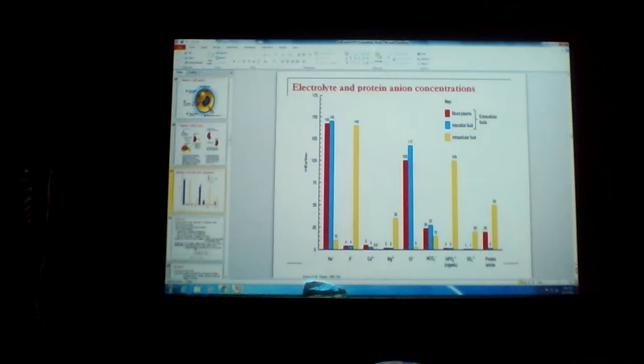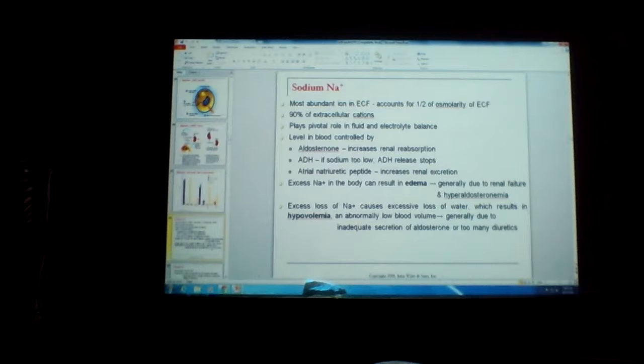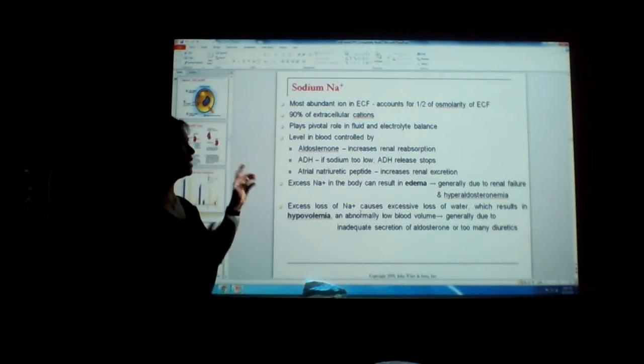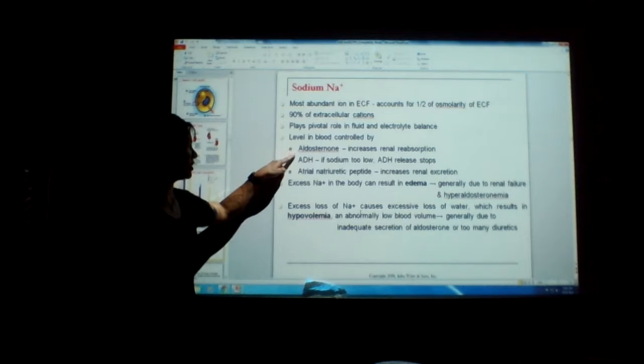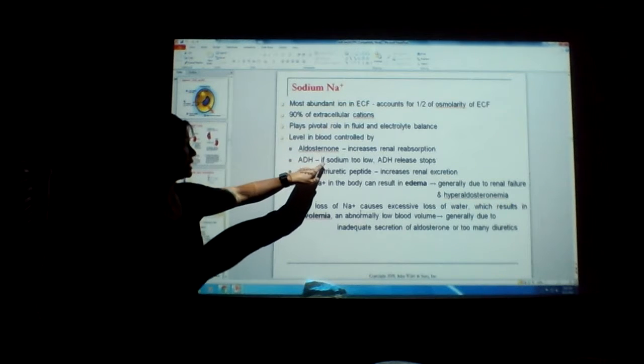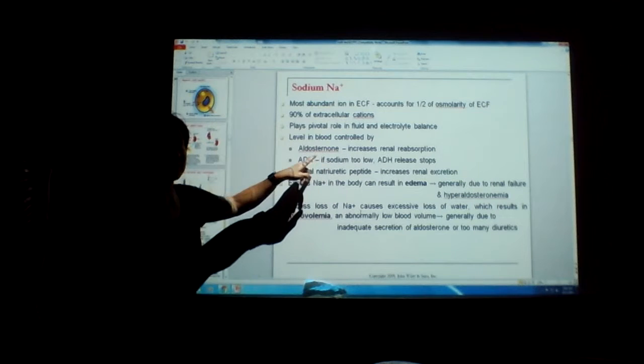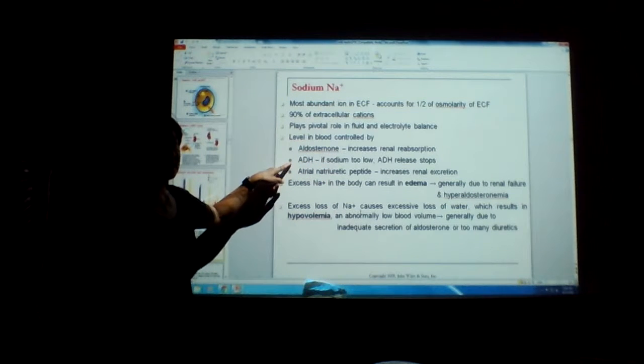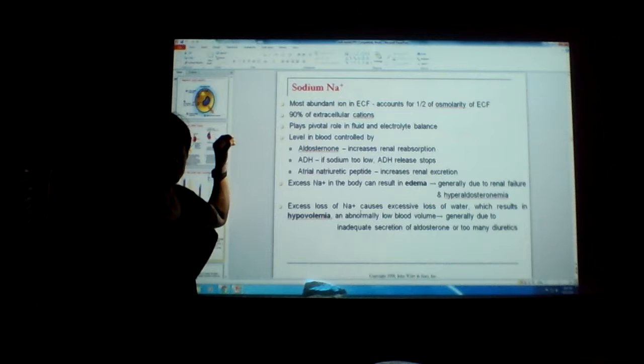So first, let's look at sodium. Again, this is the most abundant cation extracellularly, outside the cell. We need to be in sodium balance. That's why you have these hormones. You know what these hormones do now? No problem, right? Aldosterone is your salt-retaining hormone, and then antidiuretic hormone is your water-retaining hormone. But if sodium is too low, the ADH release stops. So that's why we have to be in sodium balance.